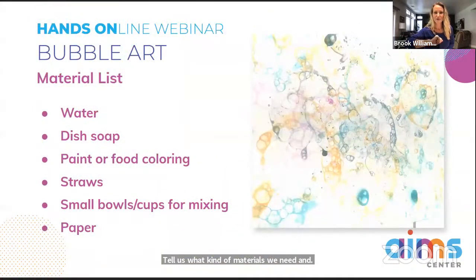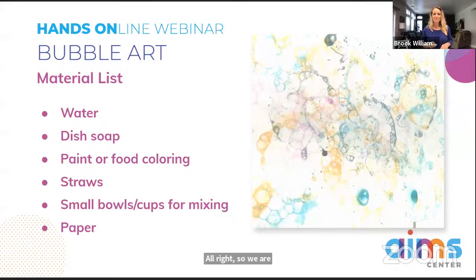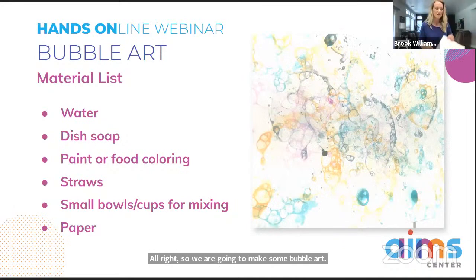All right, so we are gonna make some bubble art. I've made an example this morning, another example of what bubble art could possibly look like. These are the materials that you will need: water, dish soap. You can use paint or food coloring, whichever you have or prefer. You'll need some straws, small bowls or cups for mixing, and then of course your paper for making your art.